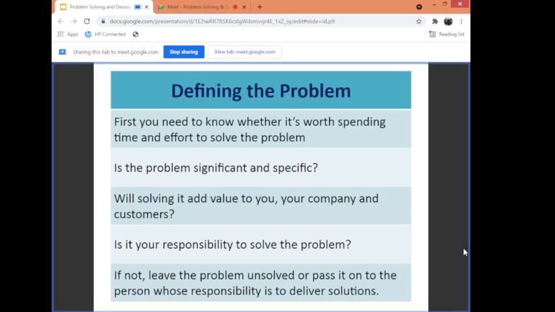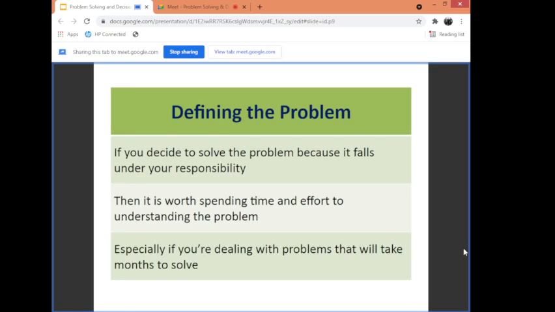Is it your responsibility to solve the problem? It should be. Otherwise, you're not solving the problem. If not, leave the problem unsolved or pass it on to the person whose responsibility is to deliver solutions. If you decide to solve the problem because it falls under your responsibility, then it is worth spending time and effort to understand the problem. You need to spend more time and effort. If you're adding value, it's worthwhile.